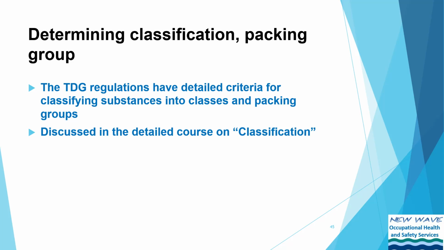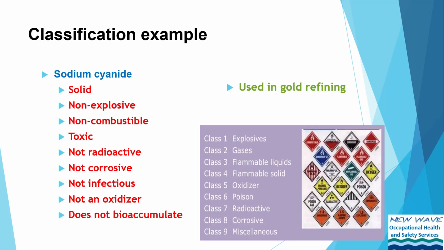Beyond using safety data sheets for the transportation of dangerous goods information, I want to give you an idea of how classification using the criteria actually works. For example, let's take sodium cyanide, a common product used in gold refining. Cyanide is solid, non-explosive, non-combustible, toxic, not radioactive, not corrosive, not infectious, not an oxidizer, and does not bioaccumulate.